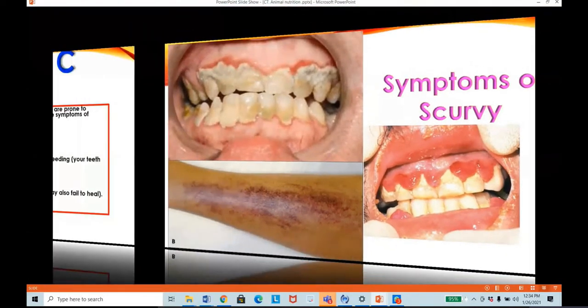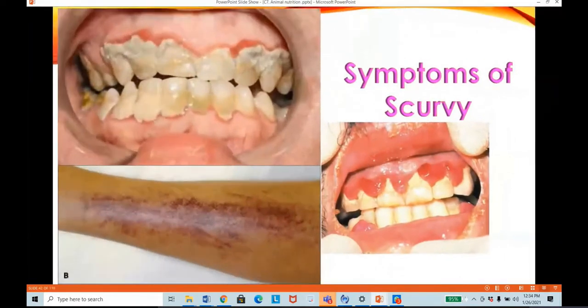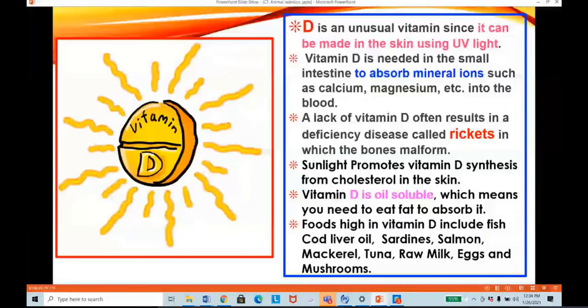Otherwise, if you're including at least a fruit, any type of fruit per day, or if you're including lots and lots of fresh salads and fruit juices, then you will never get a vitamin C deficiency. Clear, ladies? Any questions?